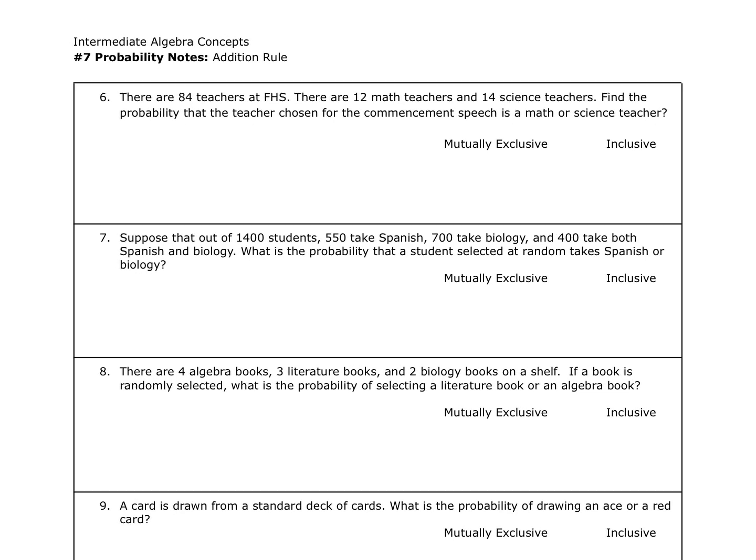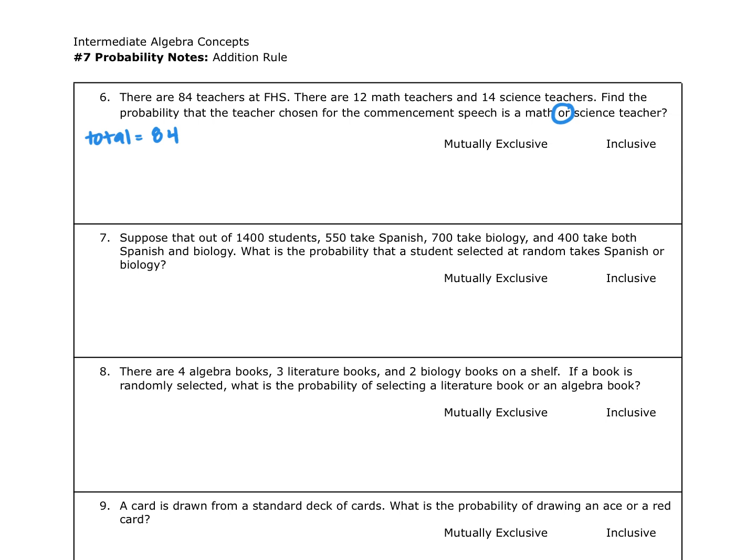Okay, and this one says there are 84 teachers at Farmington High School. So right away, I know my total. My total is 84. That's going to be my bottom number. And then it goes on and says there are 12 math teachers, 14 science teachers. Find the probability that the teacher chosen for the commencement speech is either math or, there's my keyword, or science.